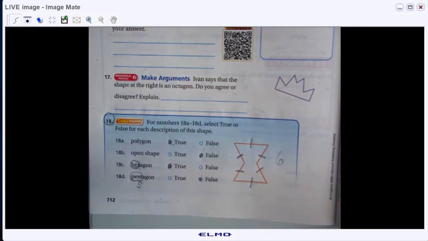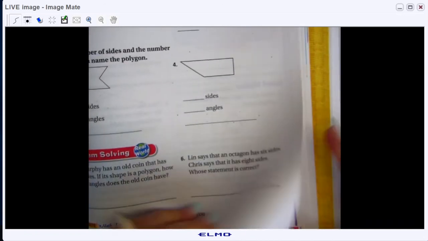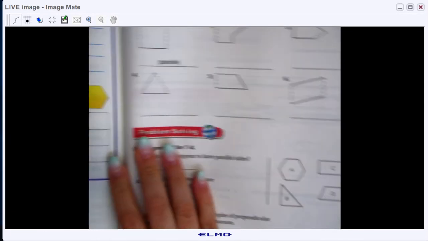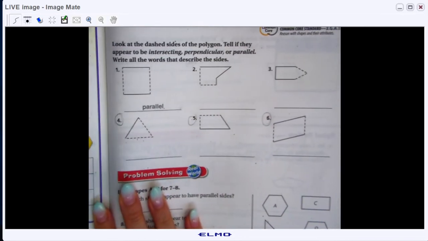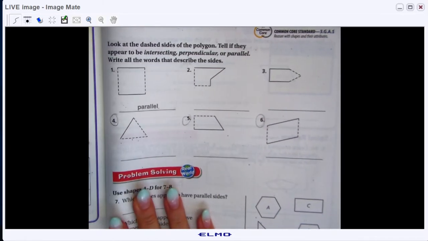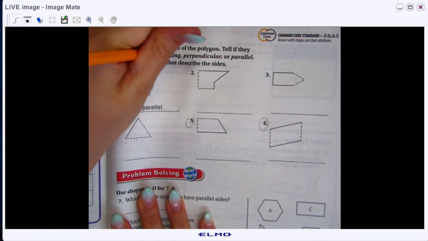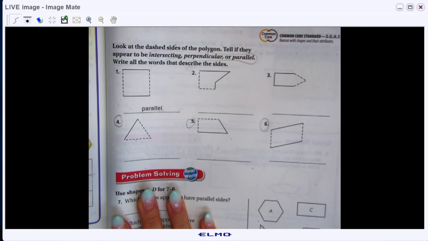All right, we're going to go ahead and move on to the last section, page 719. Go ahead and flip there. 719, and we are doing numbers 4, 5, and 6. Numbers 4, 5, and 6 say, look at the dashed sides of the polygons. We're looking at the dotted lines here. Tell if they appear to be intersecting, perpendicular, or parallel. Write all the words that describe the sides.